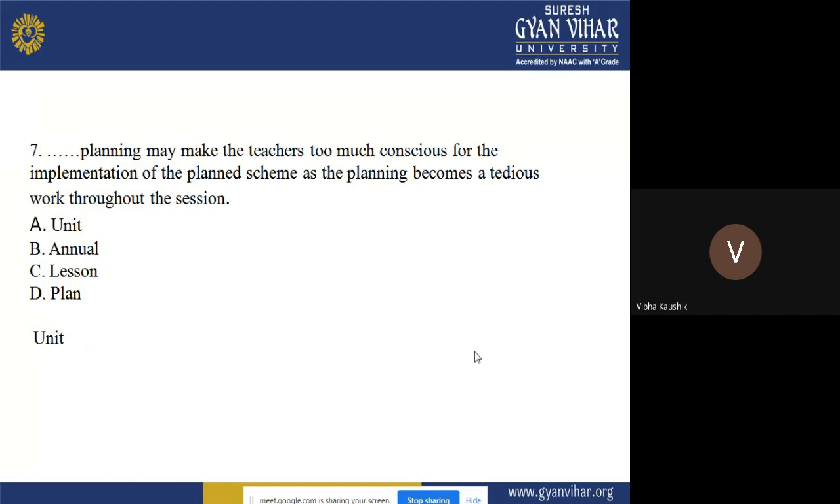Seventh, dash planning may make the teacher too much conscious for the implementation of the plan scheme, as the planning puts a tedious work throughout the session. Now the options are A unit, B annual, C lesson, or D plan. So these are the options and the correct answer is option A, that is unit. A unit plan makes the teachers too conscious for the implementation of the plan scheme, means everything should be done according to the plan.